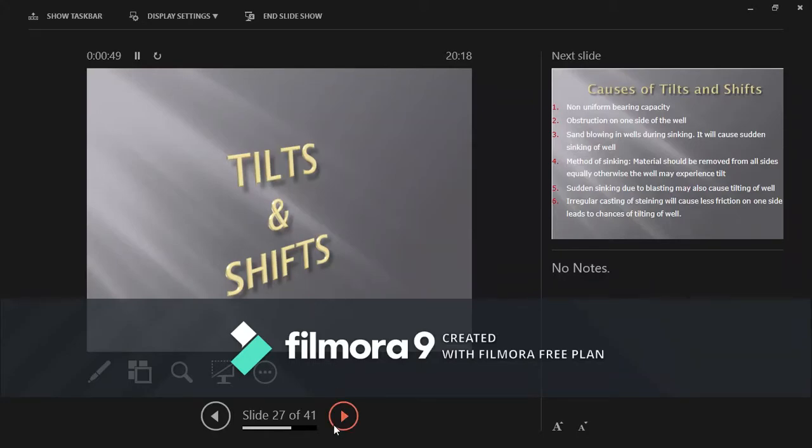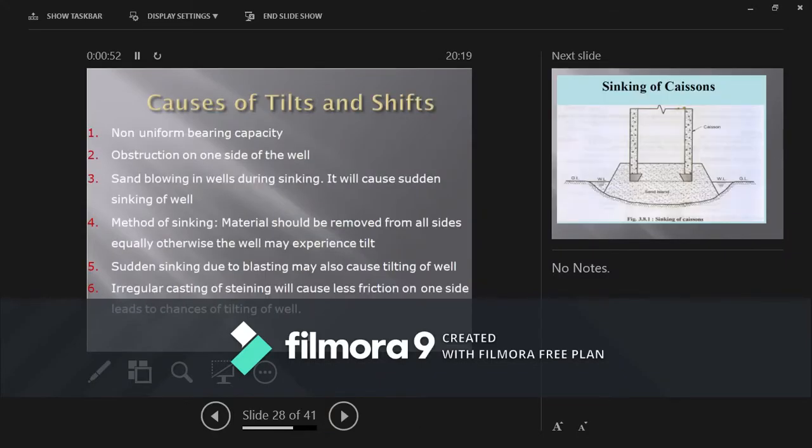Tilt and shifts of well foundation. Causes of tilts and shifts. Soil may not be having uniform bearing capacity. Project obstruction on one side of the well. Sand blowing in well during the sinking. It will cause the sudden sinking of the well.